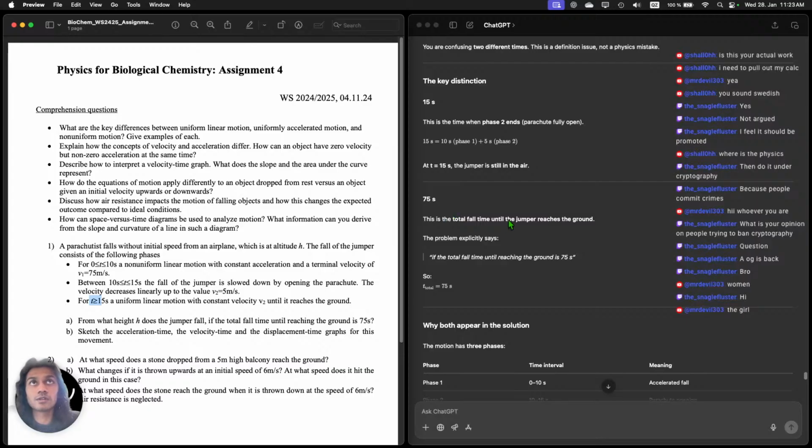This is the total fall time until the jumper reaches the ground. So first, we have to find the height the jumper falls. It's given here, 75 seconds. I am stupid. So first, the height the jumper falls is given. We need to find that. The total time is given. The first half, in the 15 seconds, the jumper freely falls.